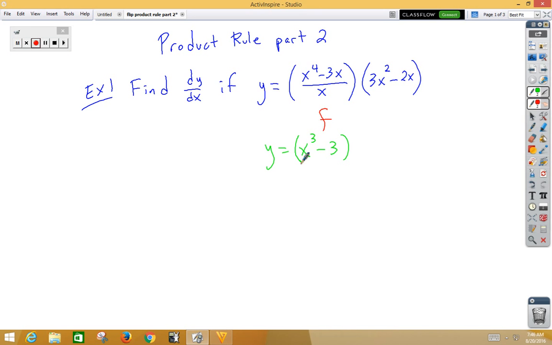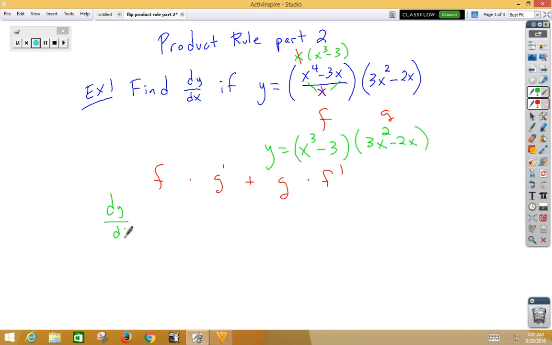The process for that, one way to do that would be to simply divide both terms by x, or we could think of factoring out an x and then canceling out the x. Either way that works. So I'm going to do that first. Now I've got my first function f, my second function g. Remember that our product rule is f times g prime plus g times f prime.